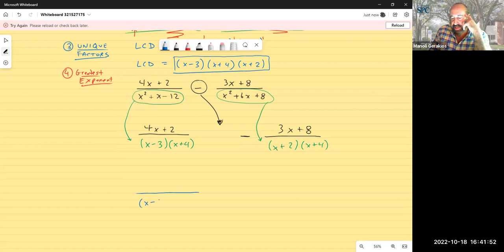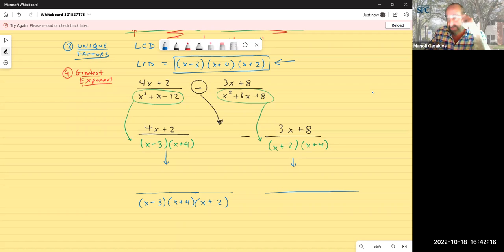So the LCD is x minus 3, x plus 4, x plus 2. We're going to convert this whole rational expression to a rational expression that's got the blue LCD as its denominator. And we're going to do the same thing to the second rational expression, so that it also has the exact same LCD as its new denominator.